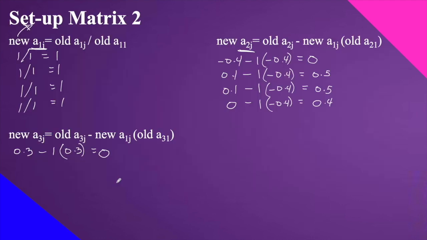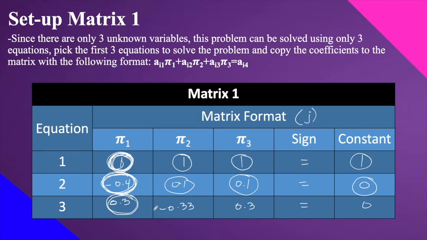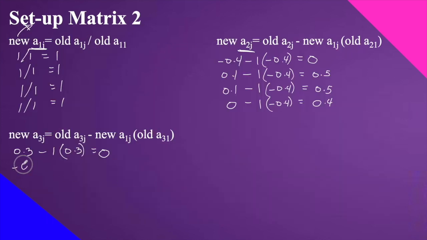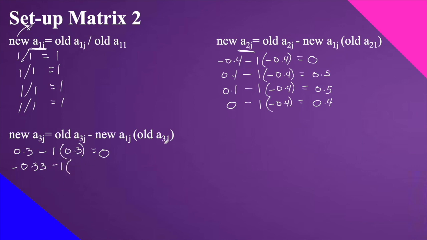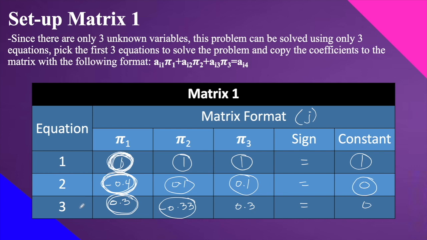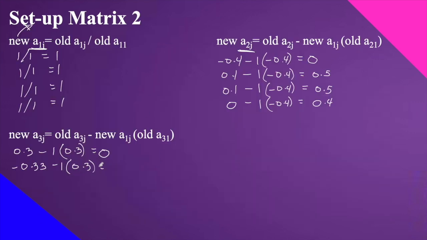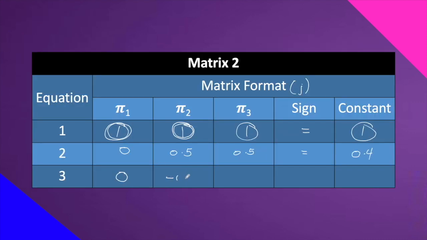Okay? So, next, old A sub 3j. Second j na tayo. Negative 0.33. So, negative 0.33 minus new A sub 1j, second j. 1 multiplied to old A sub 3,1 from matrix 1. That is 0.3 still. Let's write it here, 0.3. Now, 0.3 times 1 is of course 0.3. Negative 0.33 minus 0.3, that will be negative 0.63. Magiging add sila, and negative. Negative 0.63.